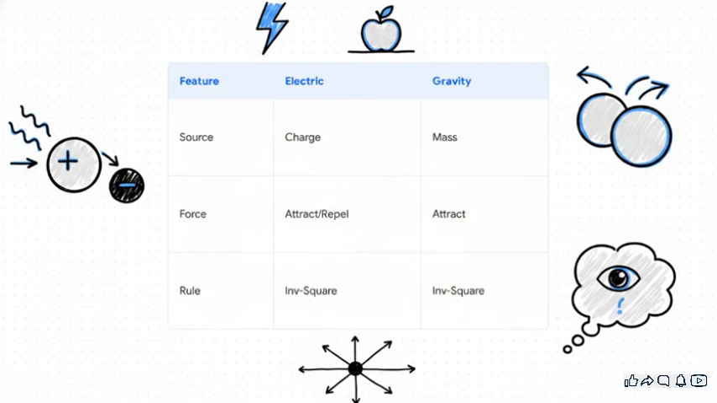But what's the main difference? Well, gravity only ever attracts. Electric fields, however, can both attract and repel. It's a subtle but massive difference in how the universe operates.